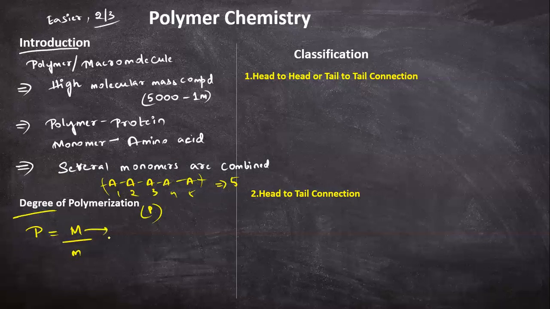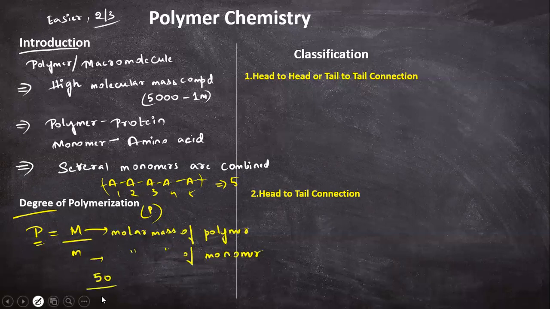What is this capital M? It is the molar mass of polymer. Next, this one, it is the molar mass of monomer. Clear? If you know the molar mass of polymer and the molar mass of monomer, you can calculate the degree of polymerization. Suppose I have a protein molecule now. Its molar mass is 50.